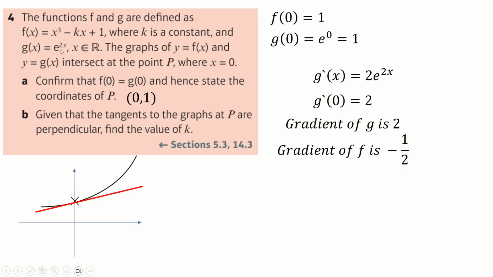Anyway, so now we say clearly that therefore f dashed of x equals minus a half at x is 0, but f dashed of x is 3x squared minus k, so you say, well, that equals minus a half at x equals 0. So x equals 0 just makes this minus k, which means k is just equal to a half. And I think we're done.